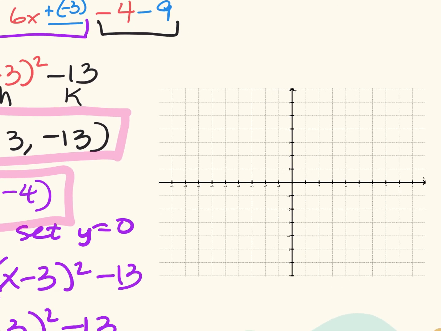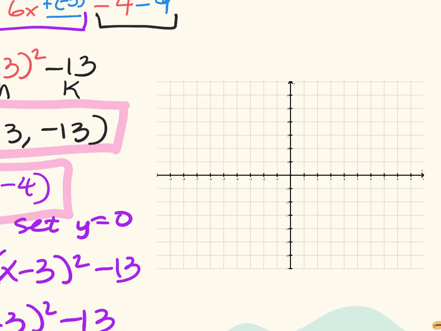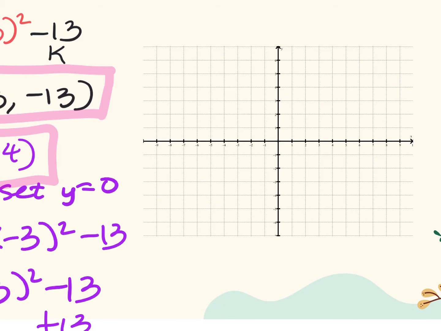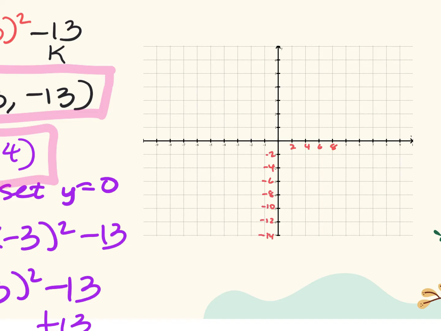So if I graph my vertex, I'm going to go by 2s so it doesn't go off the graph here. So let me change this scale and make these 2, 4, 6, 8. My vertex should be at 3, negative 13. So negative 2. My vertex is actually way down here in the middle of the box for 3 and then negative 13. So this ordered pair is 3, negative 13. And then my y-intercept was at 0, negative 4.